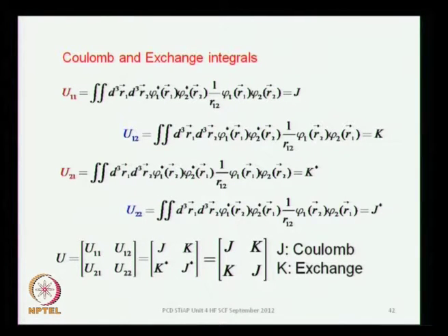And this is the usual terminology, although some books refer to these as I and j. So, instead of j and k, some books refer to these as I and j, and then this j corresponds to exchange, whereas this j corresponds to Coulomb. So, depending on what you are reading, you have to be a little careful, but this is just a matter of terminology. One is the Coulomb interaction, the other is the exchange interaction.